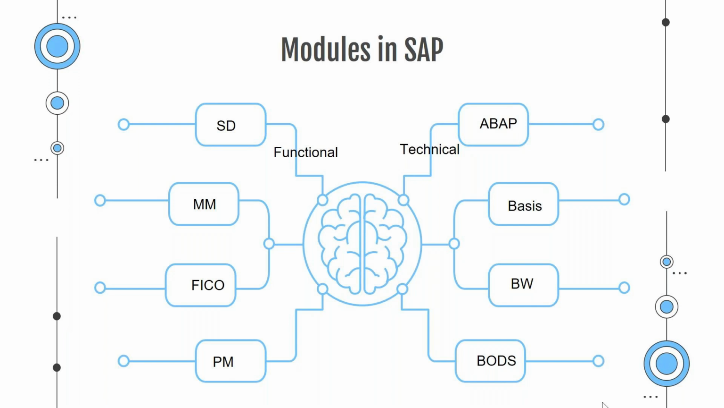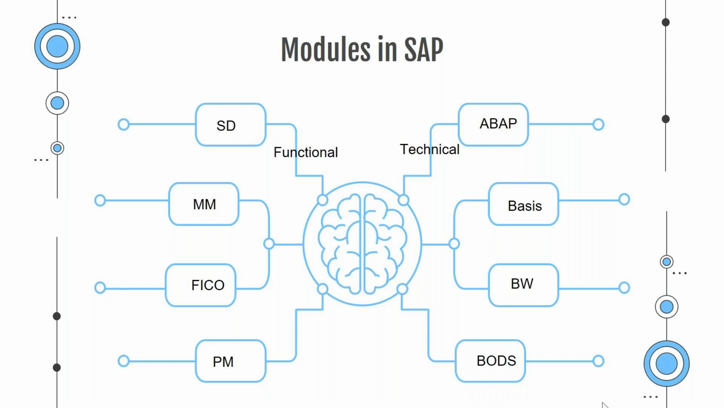Then there is your Basis team. Under Basis, these people are like the system administrators. All your access related things, like system login access, your user IDs, your passwords, database management, system upgrades. Everything related to your database login, etc., and admin access will be taken care of by your Basis team.